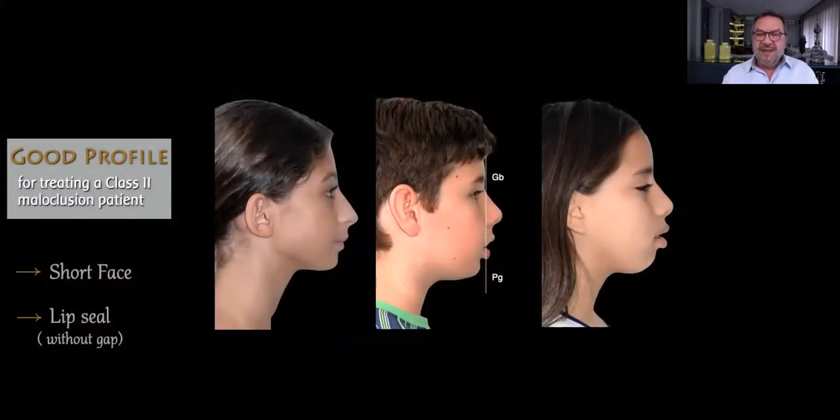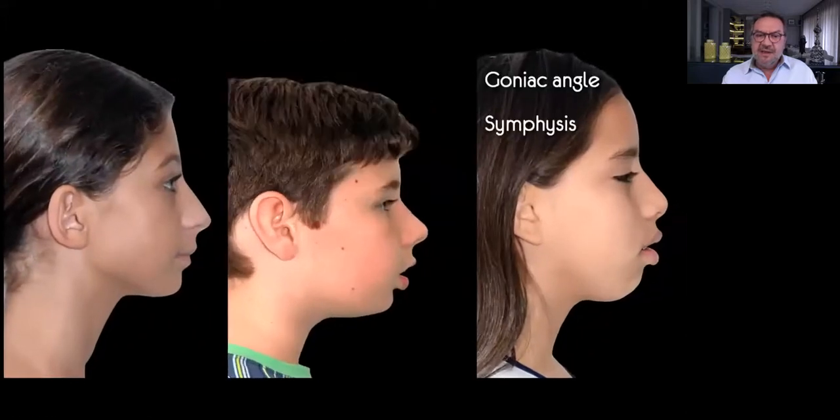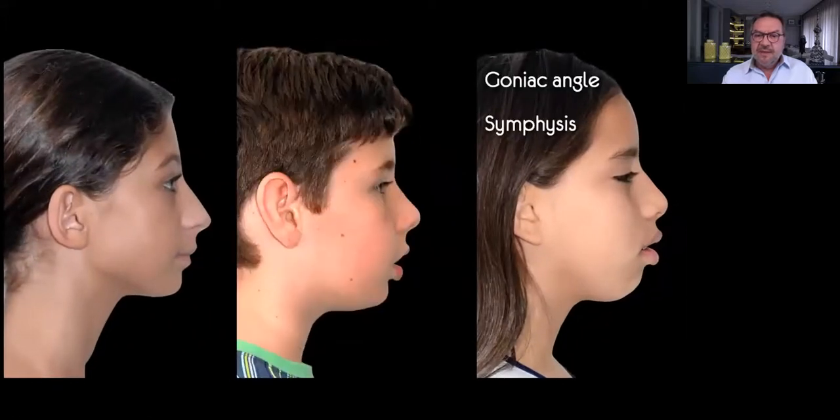But I made a choice with a patient that I had some doubts about, the boy in the middle. Because the girl on your left side is very easy to understand that we cannot make any extraction. The girl on your right side, you can see that the profile is asking for extraction in my mind.